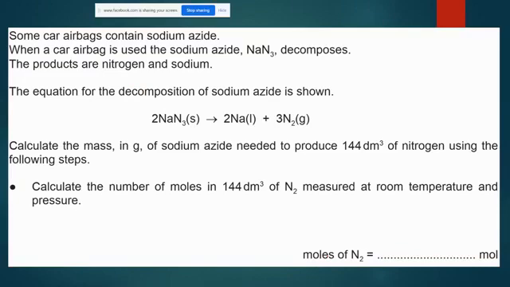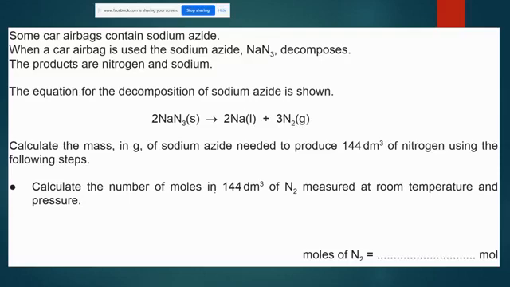Okay, this is the last question that we are going to discuss. The equation for the decomposition of sodium azide is shown below. Sodium azide is decomposed into sodium metal, sodium liquid, and nitrogen gas. Calculate the mass in grams of sodium azide needed to produce 144 cubic decimeters of nitrogen using the following steps.